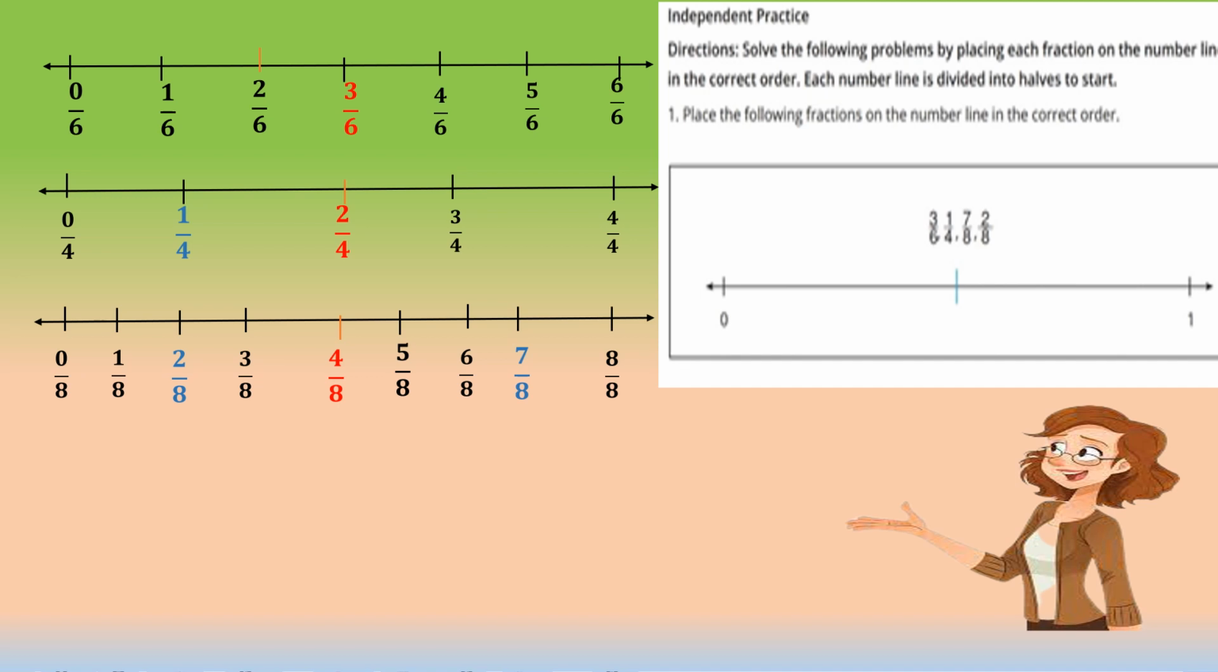Okay, what can I see here? I see that 3 over 6 equals 2 over 4 equals 4 over 8. This is 1/2. All of these will be 1/2.